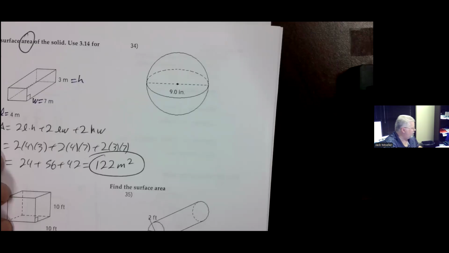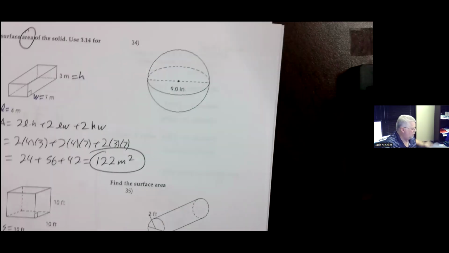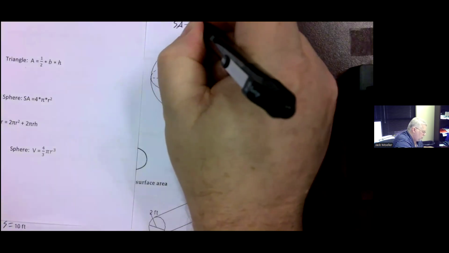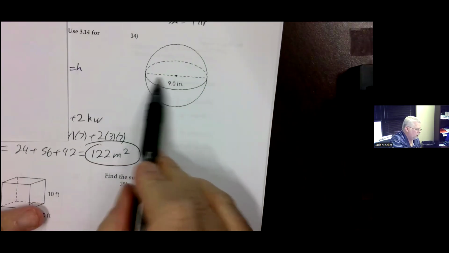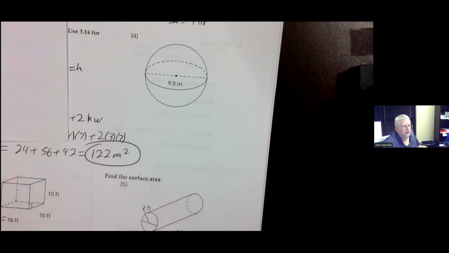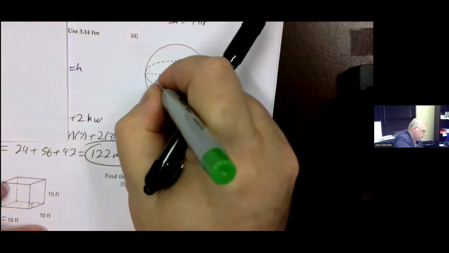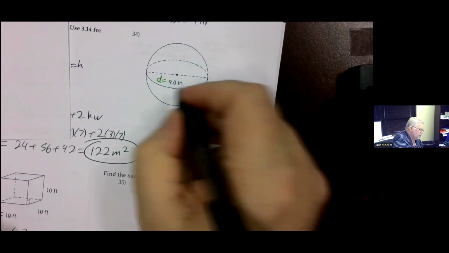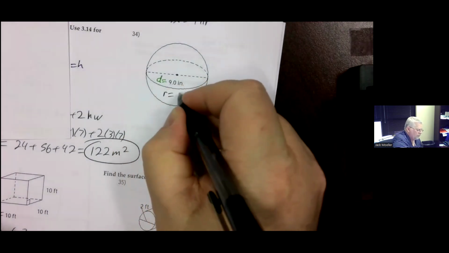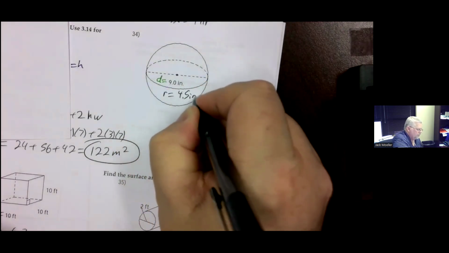All right, what if we have a sphere? How do we find the surface area of a sphere? Again, you don't have to memorize the formulas, you just need to know how to use them. So surface area of a sphere is 4 pi r squared. Now, what is r? Well, here we have to be careful. That's all the way across. That 9 is the diameter, not the radius. So the radius is half of that, so half of 9 is 4.5 inches.